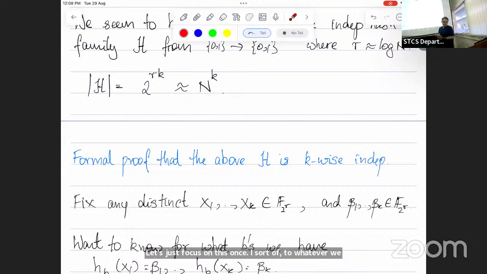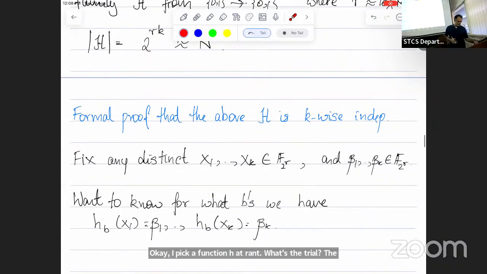Okay. Now, what do we need to do? I need to basically say: fix some distinct x_1 through x_k. And you tell yourself that I want the hash function to take value beta_i at x_i. And I want to know what's the chance that that happens. I pick a function h at random. What's the chance that x_1 takes value beta_1, x_2 takes value beta_2, and so on till x_k takes value beta_k? Okay, this is what we want to know.